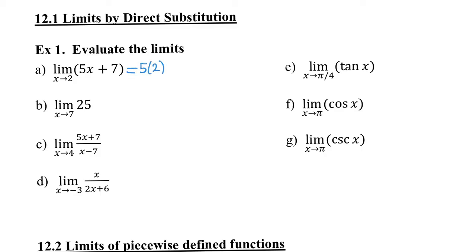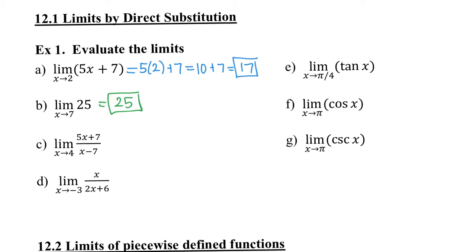So I'm going to go ahead and plug 2 in for x. 10 plus 7 is 17. So the limit as x approaches 2 of 5x plus 7 is 17, which makes sense because this is a line. So the limit should match where it evaluates to. Okay, so for this next one, it says the limit as x approaches 7 of 25. Well, the y value is going to be 25 because I'm thinking this is the graph y equals 25. So as x approaches 7, the y always stays 25.